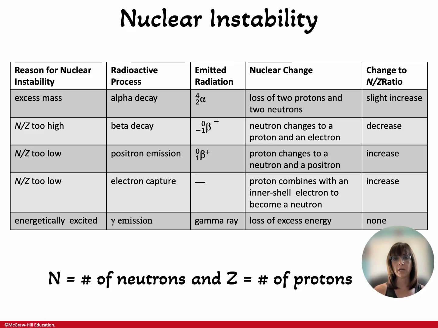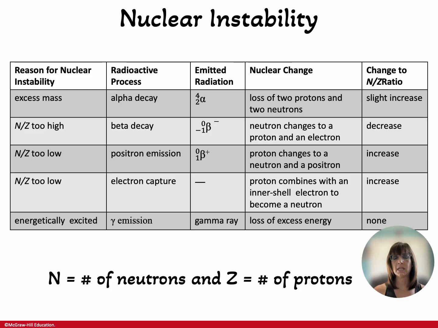Now, I've already given you this chart in your notes, so you don't need to write anything down. You just need to understand what it's telling you. The question is, how can you predict what kind of decay will occur? So notice the first column is the reason for instability. If you have an element with excessive mass, it's probably going to decay by alpha decay. You're going to release an alpha particle that's losing 2 protons and 2 neutrons. And it says the change to the N to Z ratio, that's the number of neutrons to protons, okay?